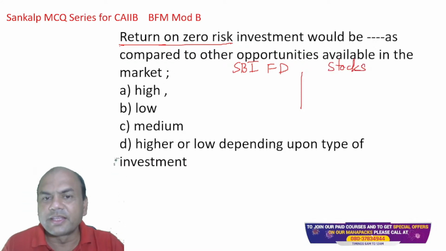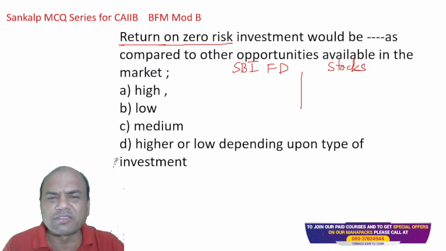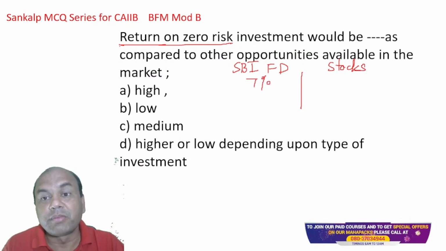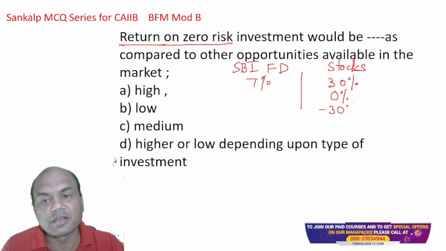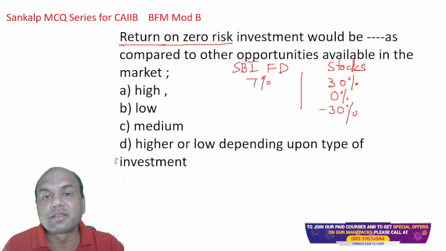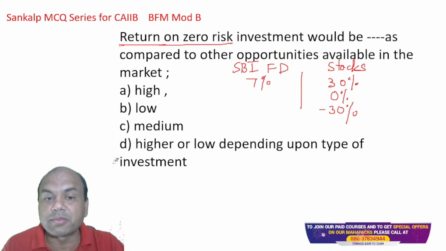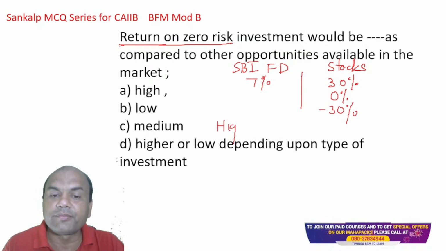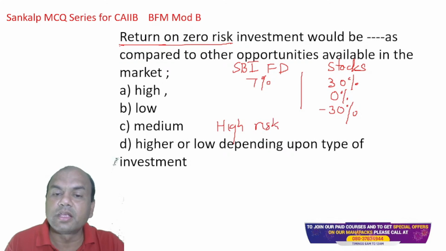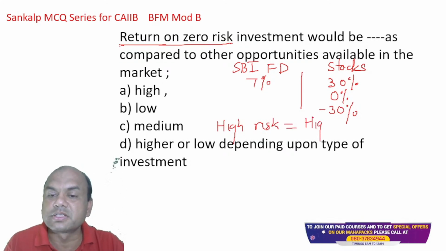What will happen? This SBI FD is safe, something like 6-7%, whatever I'll get, roughly. That is safe. But what about the stocks? These stocks might give me, let's say, 30%, or 0%, or minus 30%, isn't it? So that's why this is a riskier element. But returns are also the same way. Higher the risk, higher the returns. Always remember, high risk equals high returns. Always remember this logic.